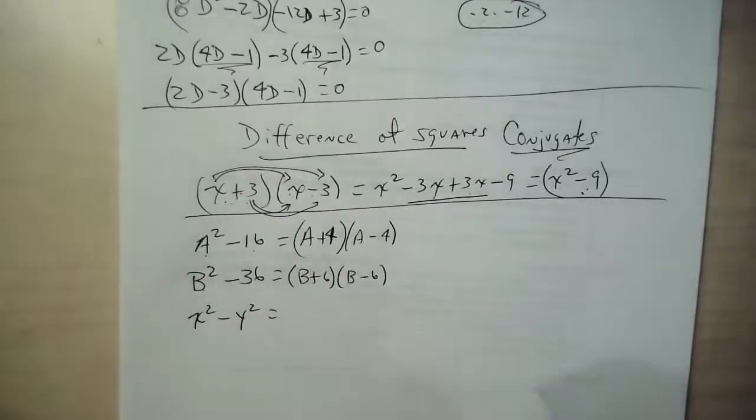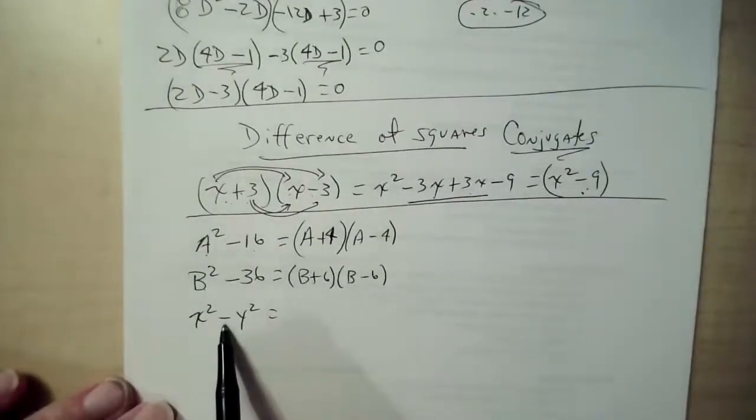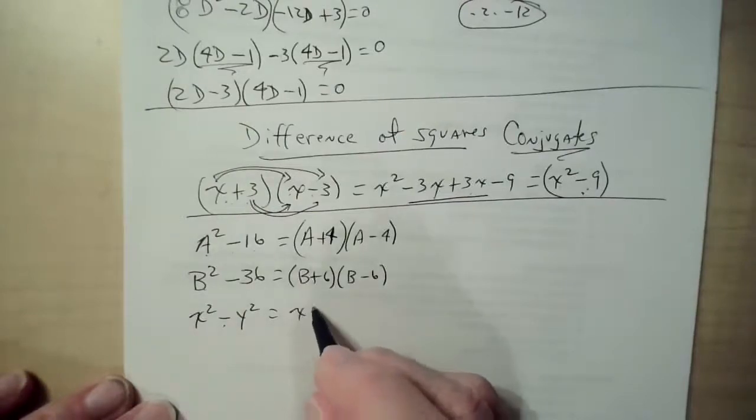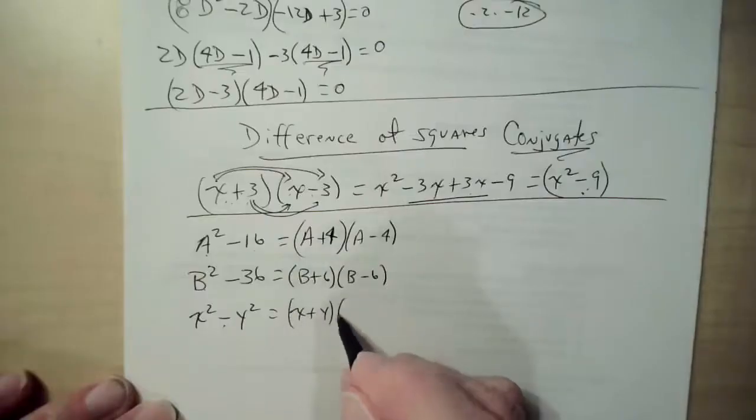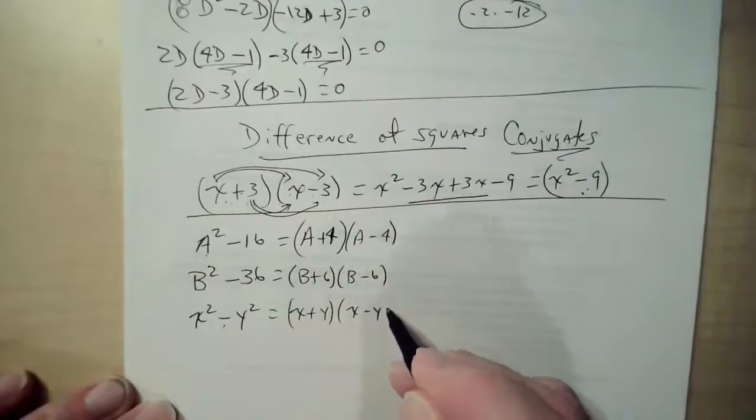x squared minus y squared. Is this a conjugate? Yes. It's the difference, and both of these are perfect squares. This is x plus y times x minus y.